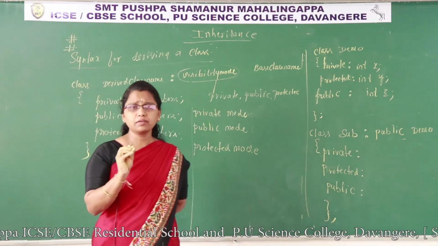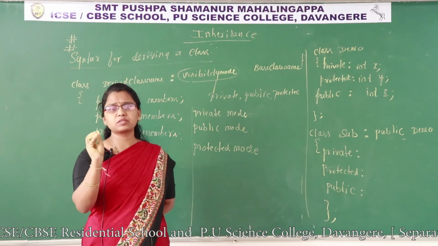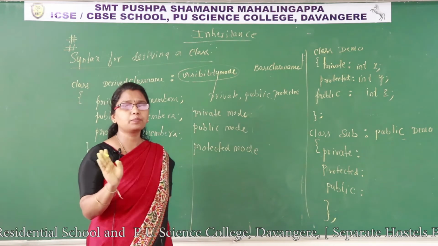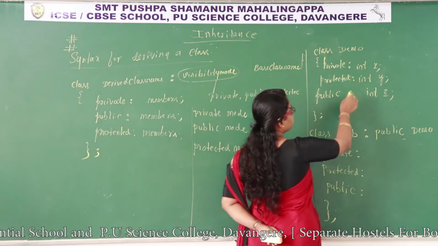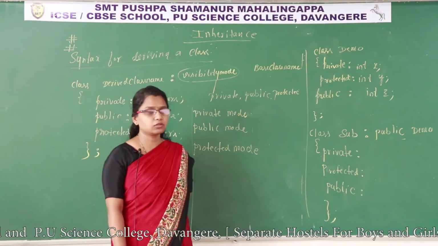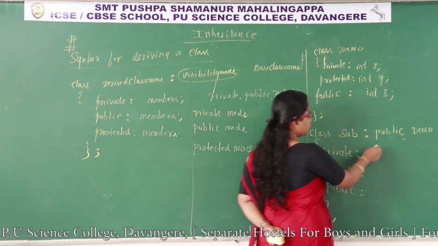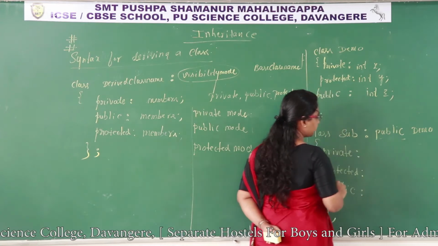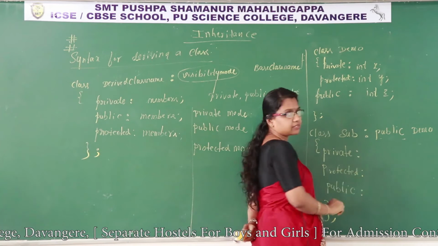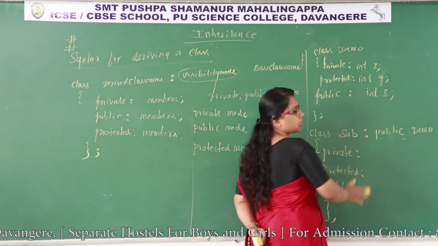Irrespective of visibility mode, whether it is private mode, public mode or protected mode, private members cannot be inherited to the derived class. Understood? So here I have taken public, whether int x, we cannot access x from this class. It is not inherited to this class.